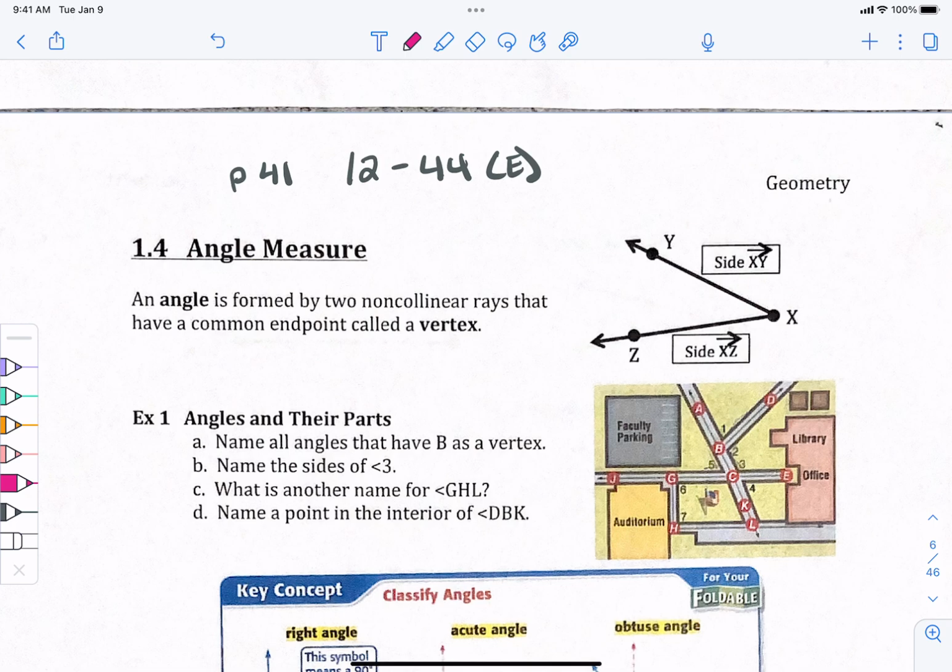Page 41, 12 through 44, the evens is the homework assignment for 1-4. Make sure you write that down. This is all angle measures, okay? While I have all of your attention at the beginning of this, 1-4 is halfway through the chapter.